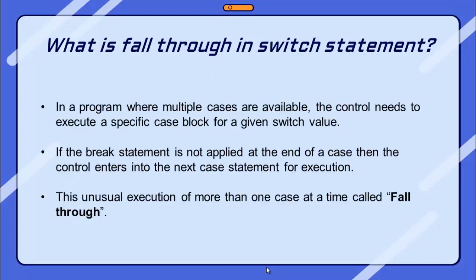What is fall through in a program where multiple cases are available? The control needs to execute a specific case or block for a given switch case value. If the break statement is not applied at the end of the case, then the control enters the next case statement for execution. This unusual execution of the program, more than one case at a time, will result in fall through.